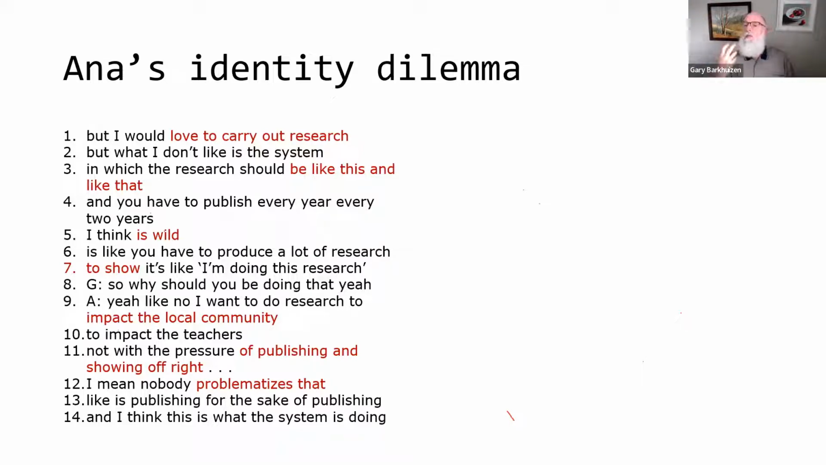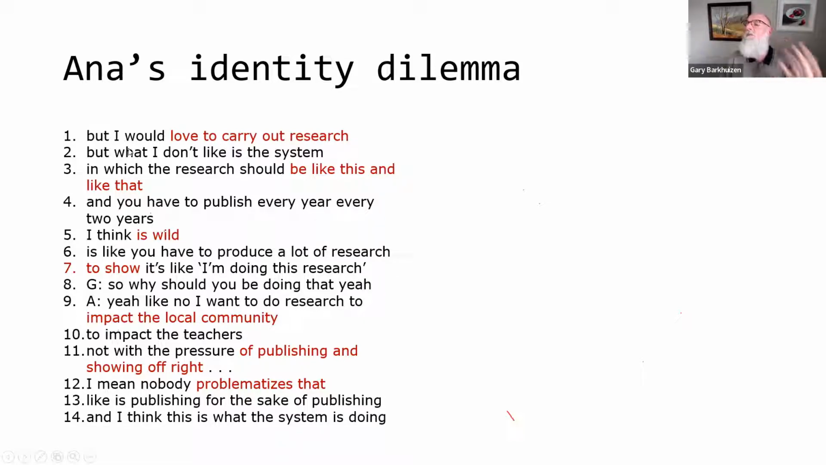So with Anna, she experienced very much an identity dilemma in her desiring to be a researcher, but also to continue to be a teacher. So this is a story that she tells that exposes this identity dilemma in her life. So I'll just read it for you. Just pay attention to the words that are in red.